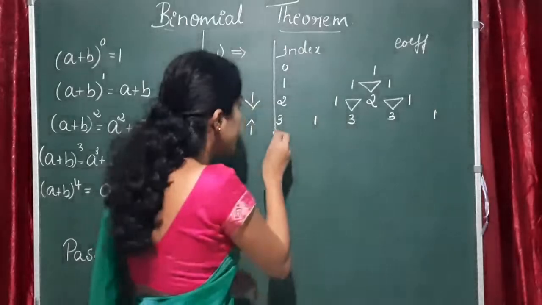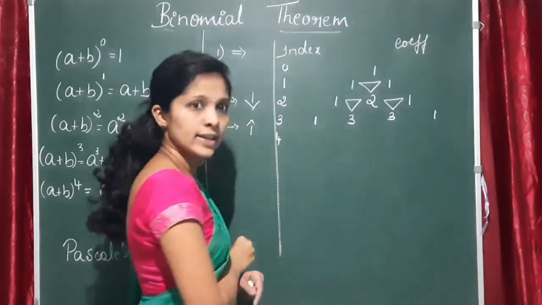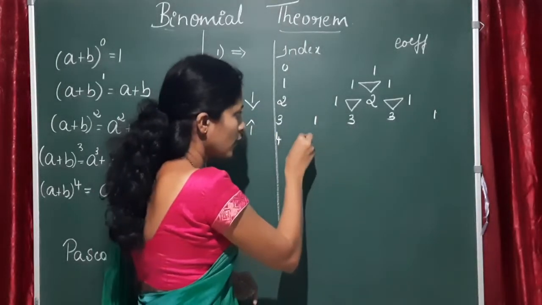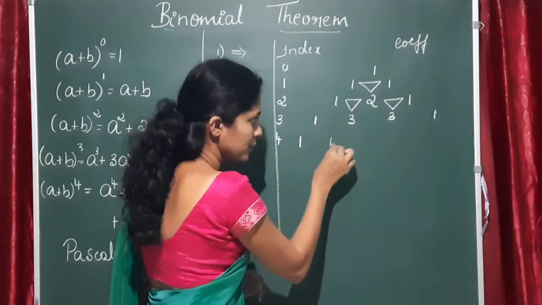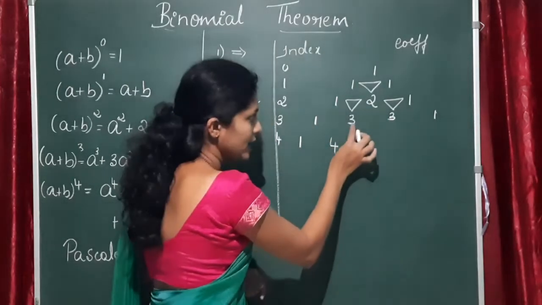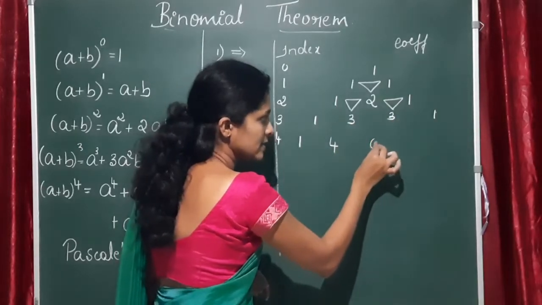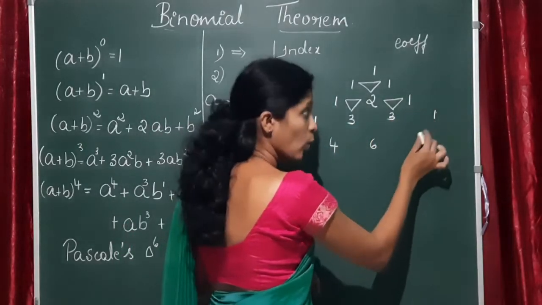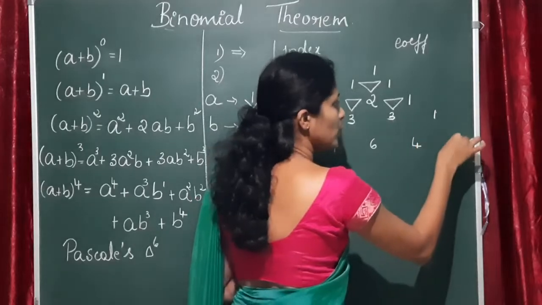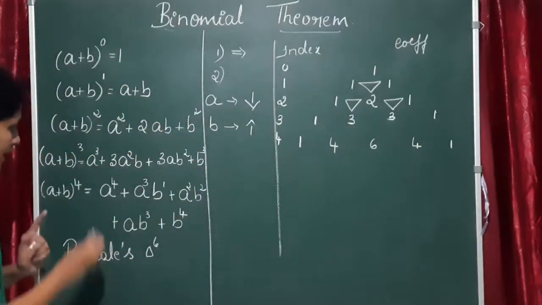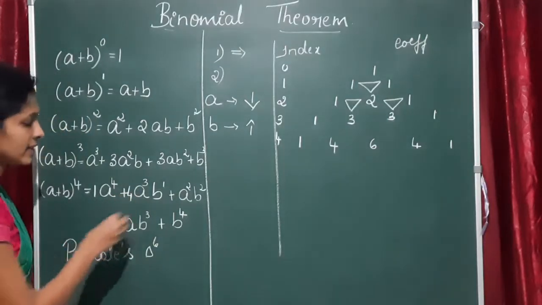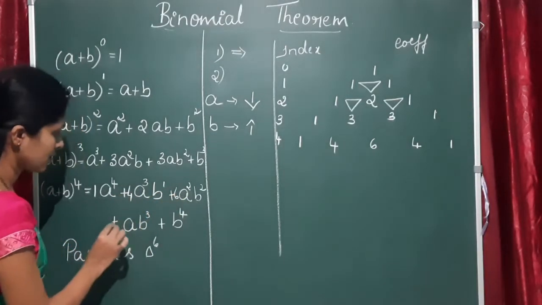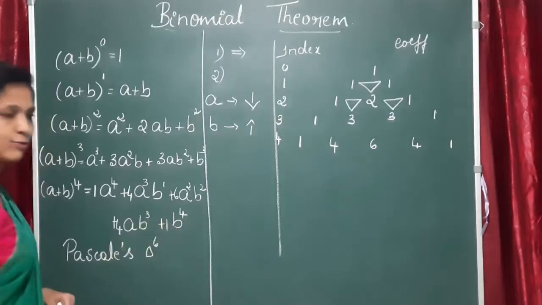Now I want to write the index for the fourth one. Can you? What I have to do? First we have to start with 1. 1 plus 3 will be 4. Right? 3 plus 3 will be 6. 3 plus 1, 4 and 1. Now we just have to add this. This is 1. Next is 4. Right? Then will be 6. Then will be 4 and then will be 1.